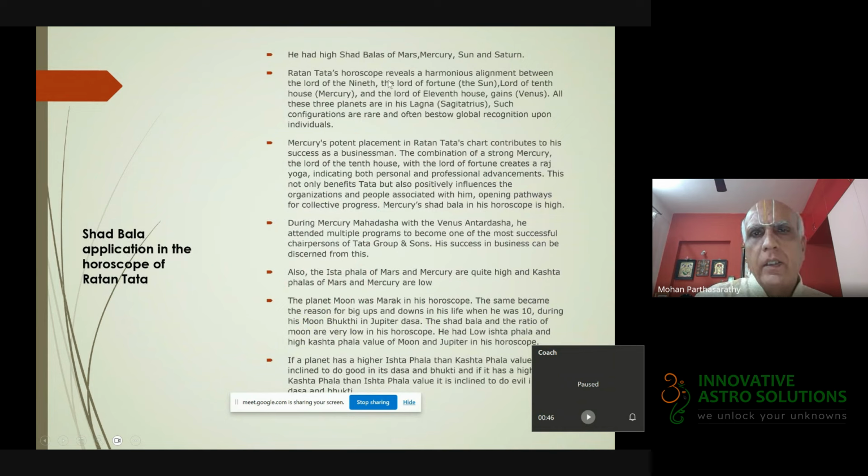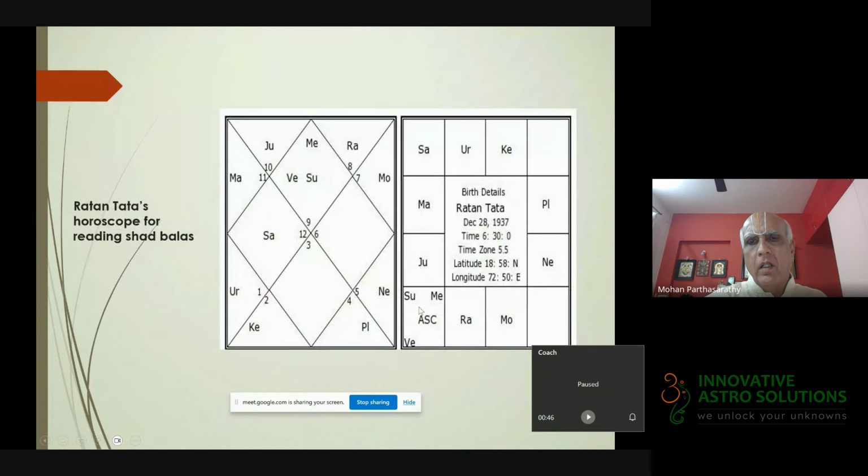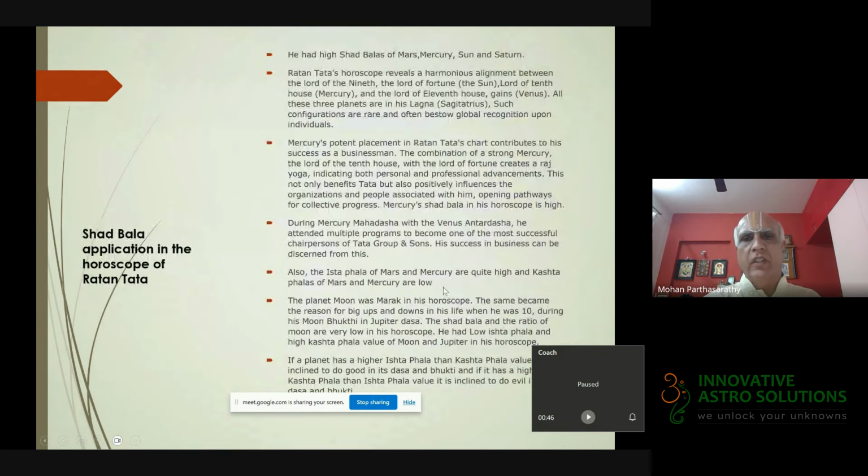The horoscope of Ratan Tata reveals harmonious alignment between the ninth Lord, the Lord of Fortune, the 10th Lord of Profession, Mercury, and the Lord of the 11th House for Gains, Venus. All these three planets are in his Lagna. See, in Sagittarius, Lord of 7th and 10th Mercury, Lord of 9th Sun, and Lord of 11th Venus. So it shows he has achieved phenomenal success in his business. It is obvious.